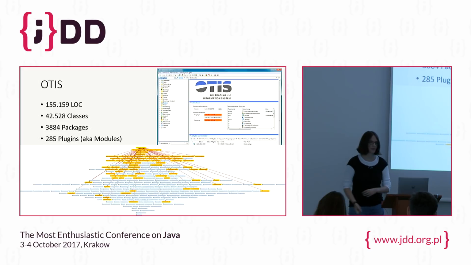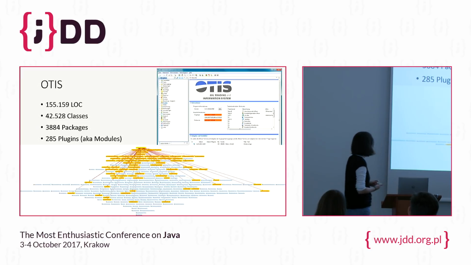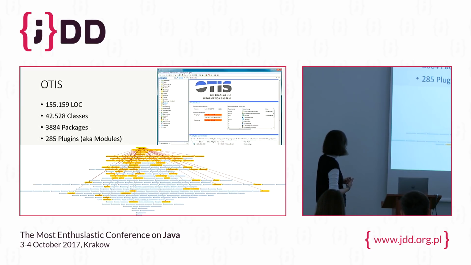So this is an example application. No, it's not an example application. It's the application I'm actually working on. It's called Otis. It's there for creating invoices for petrol stations. And we now have 150 lines of code in 42,000 classes, 3,800 packages.